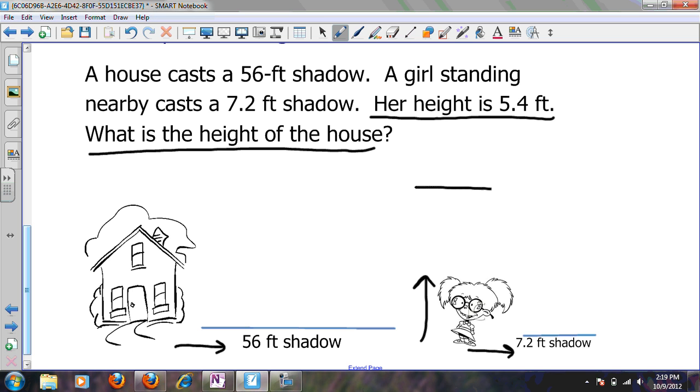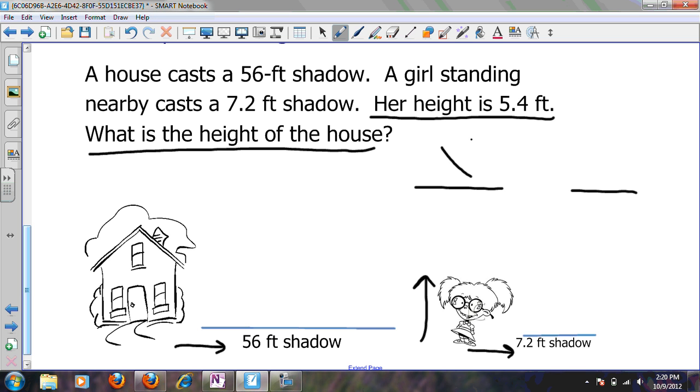I can set up a proportion. Chloe loves these. Right, Riley? I'm going to take the shadow of the house or the height of the house. Which would you like to start with? Okay, Jack says the height of the house.